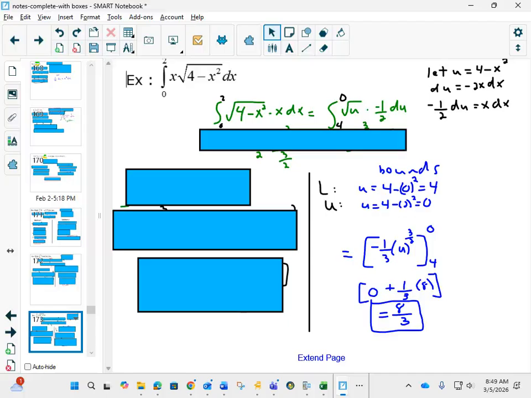Can I be so bold as to not show you the other boxes? Are you okay? Now I'm really trying to influence you that I think this is the best method to do it, and keep your life simple that way. So if you're going to use substitution, I would say go with the bounds right away and switch.